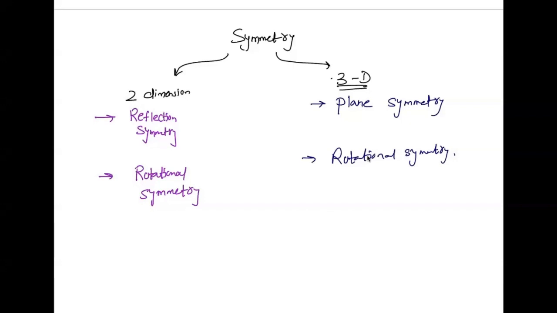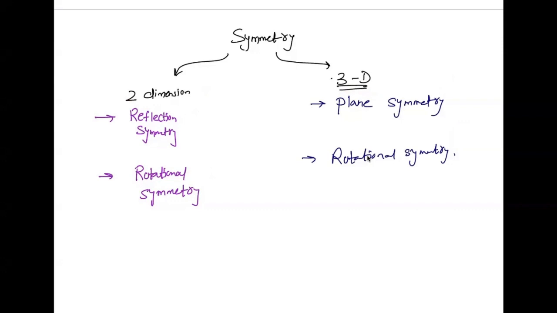Okay, guys. So in today's class, we are going to be covering the topic of symmetry. And we are going to be looking at symmetry of two-dimensional objects and three-dimensional objects. When we are considering two-dimensional objects, the symmetry is going to be divided into two parts: reflection symmetry and rotational symmetry. And for 3D figures, it's going to be divided into two parts: plane symmetry and rotational symmetry.